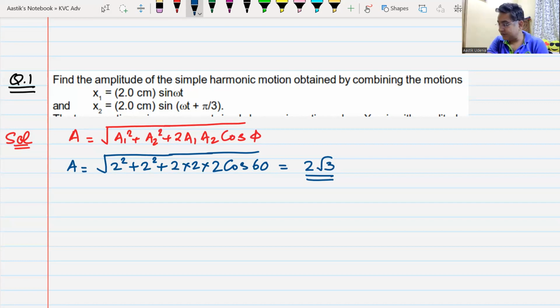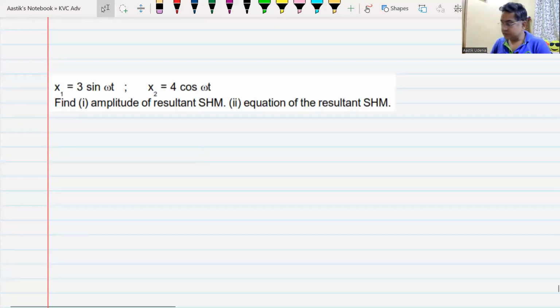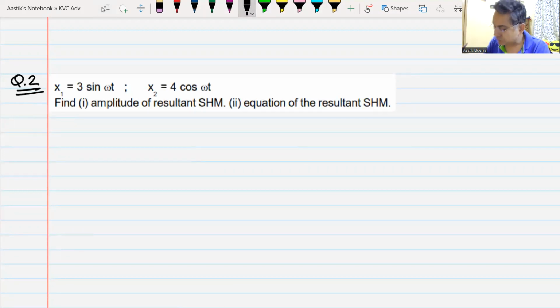Then comes this question. Remember, this could be a question of waves. Question number 2. x1 is 3 sine omega t and x2 is 4 cos omega t. Find the amplitude of the resultant SHM. Find the equation of the resultant SHM. I'll give you 2 minutes to do this. Remember, you have to do the same thing again and again.